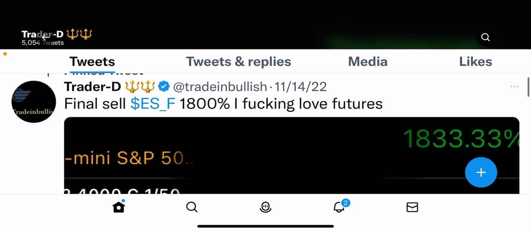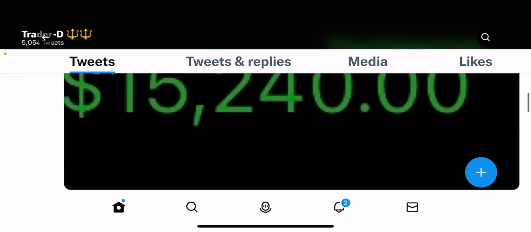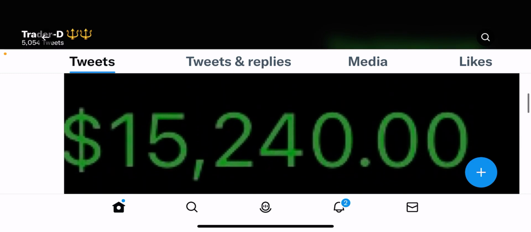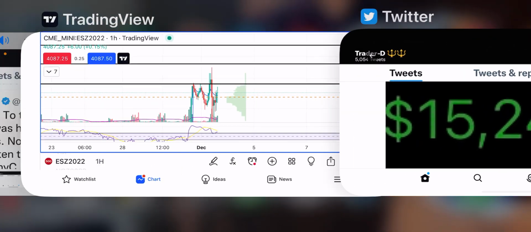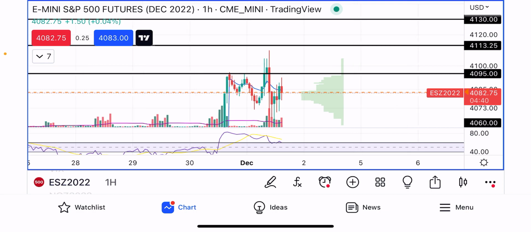So let's see, what do I have today. This is from my Twitter. This is the number I'm looking at. I also mentioned fair value gap (FVG). I'm on the hourly chart.